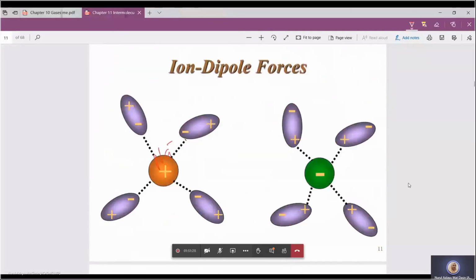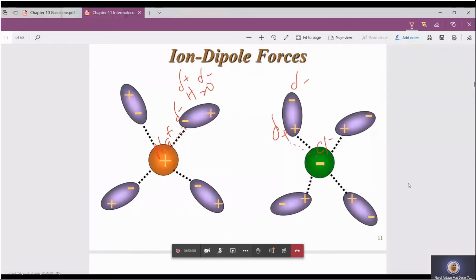Na plus with H2O molecule: the partial negative will attract to the positive. Here is Cl minus, so the partial positive will attract to the Cl minus instead of the partial negative. So delta positive and delta negative here are the dipole moment.